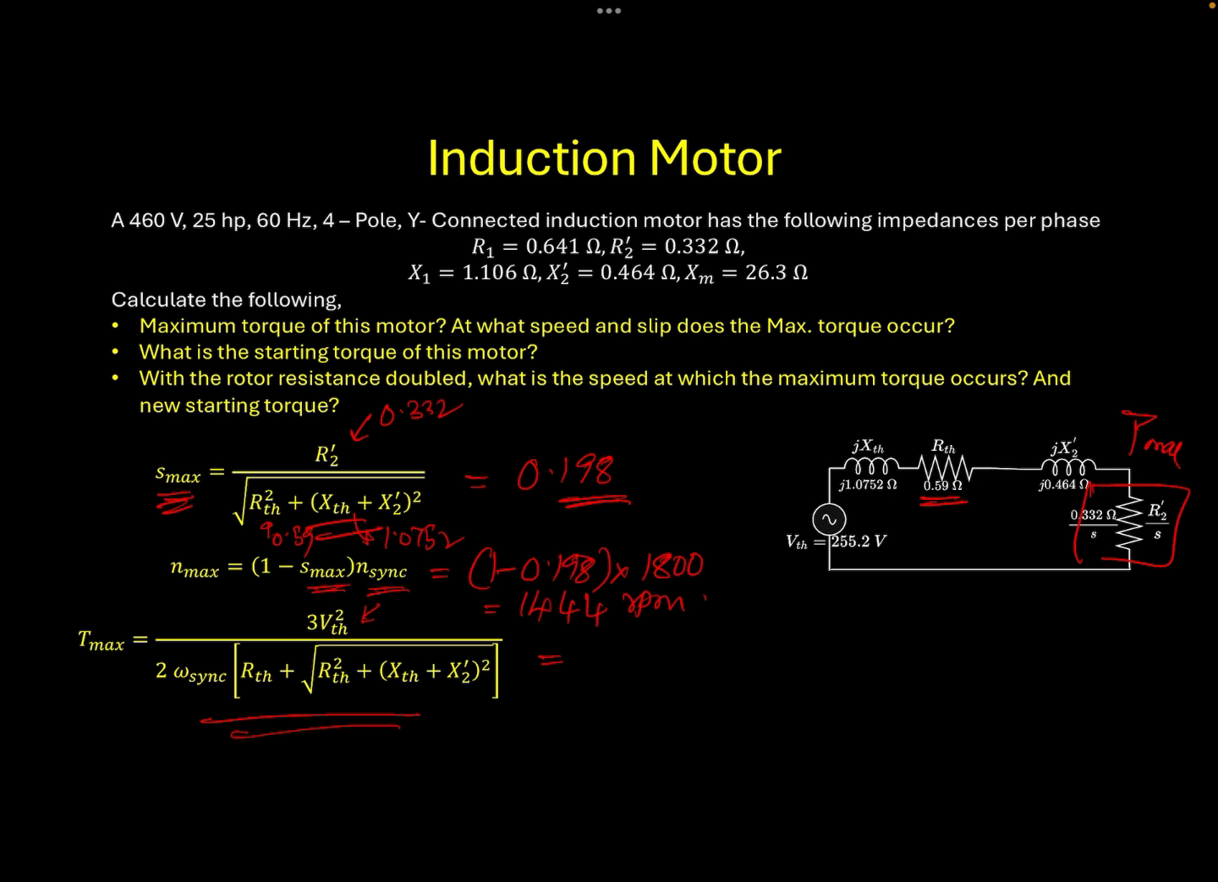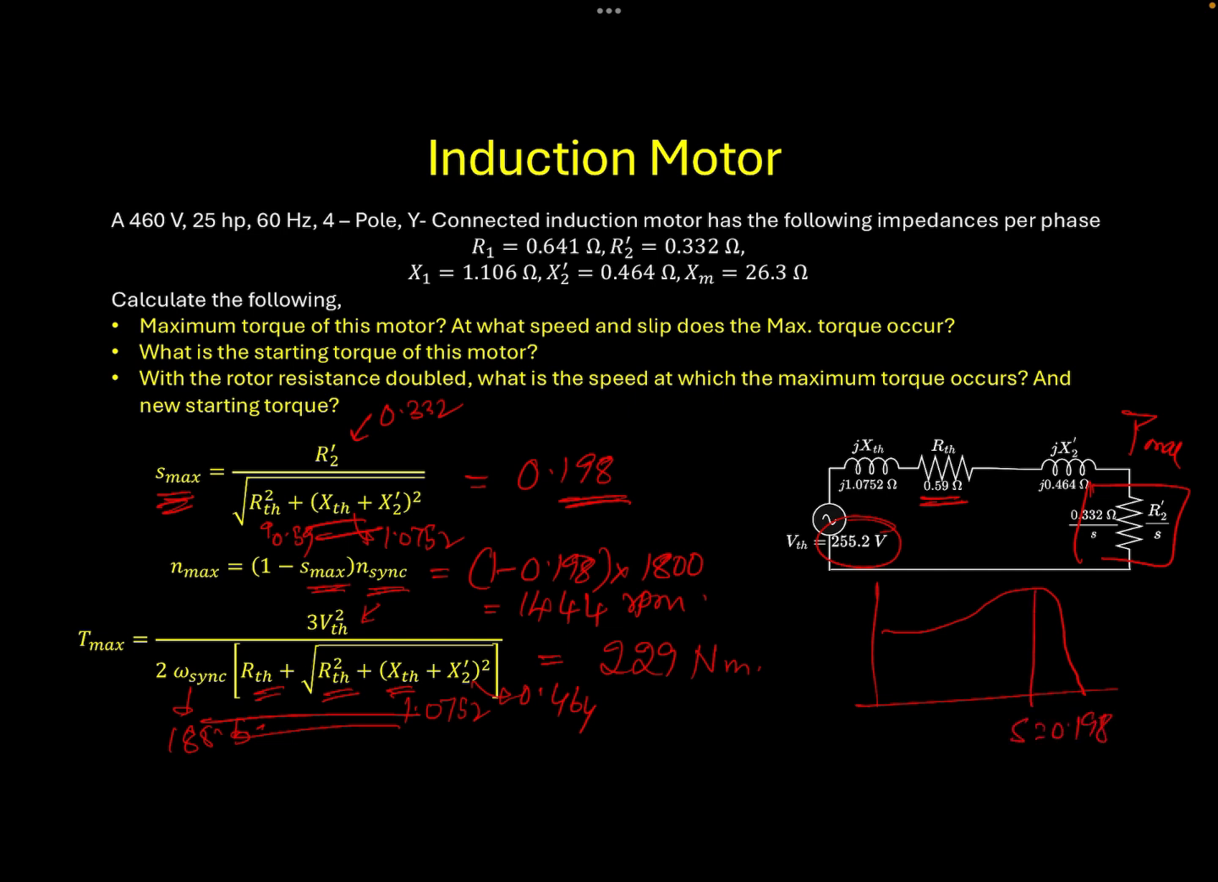Now we know the value of V Thevenin, which we calculated, and we got it as 255.2 volts, and omega synchronous, we have that as 188.5. We calculated that in the previous problem. And R Thevenin is 0.59, X Thevenin is 1.0752, X2 dash value is given as 0.464. If you substitute all the numbers in this particular Tmax expression, we will get the maximum torque as 229 Newton meter. So this is indicating that if you have your torque speed characteristics, then this particular slip is 0.198 and the speed that corresponds to this is 1444 rpm. The value of the torque that you get here is 229 Newton meter.